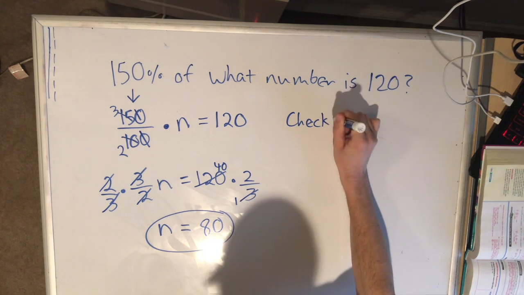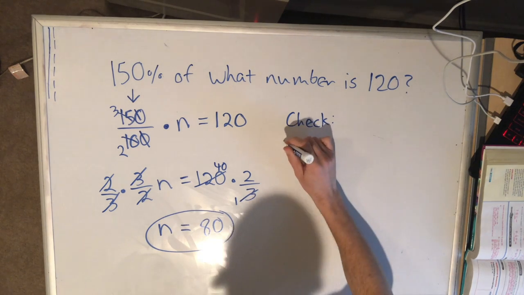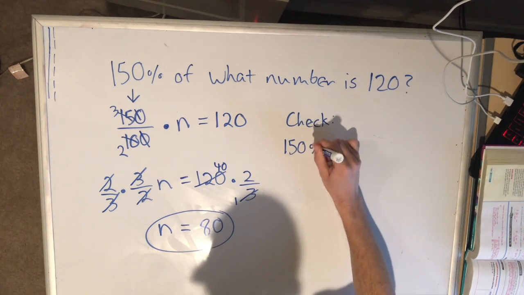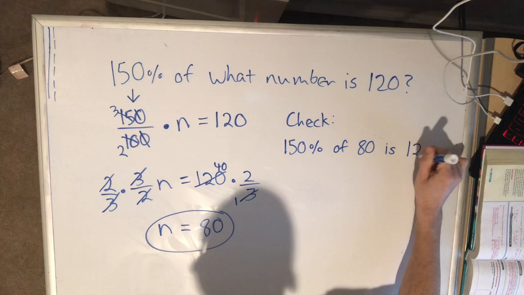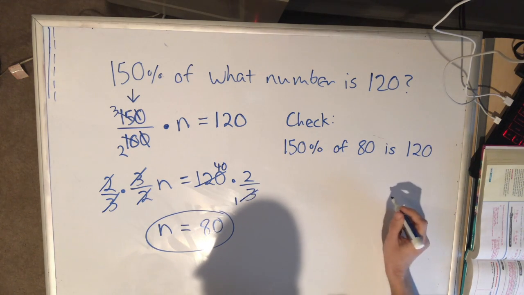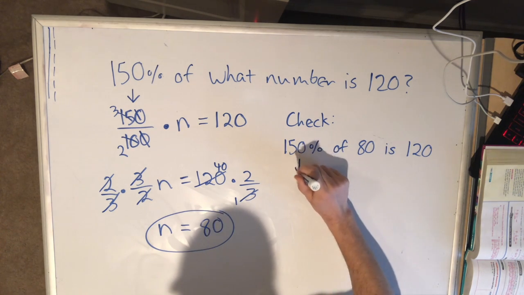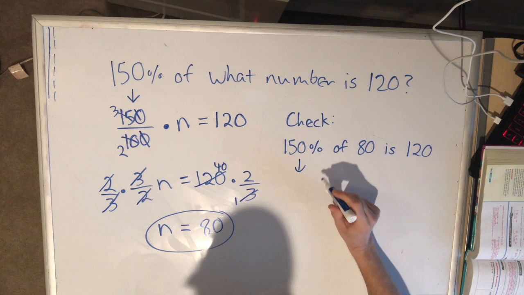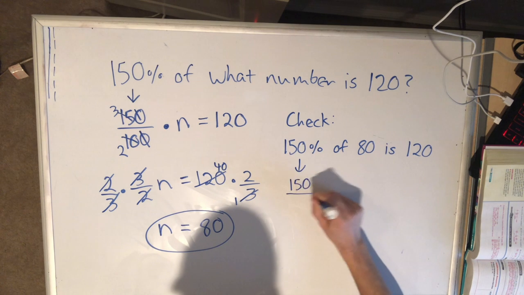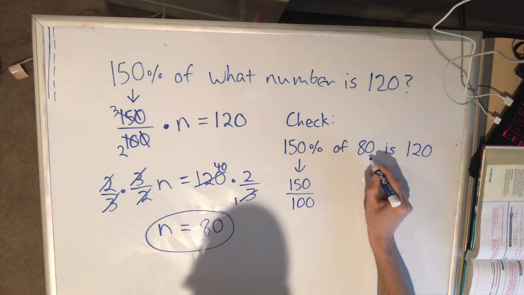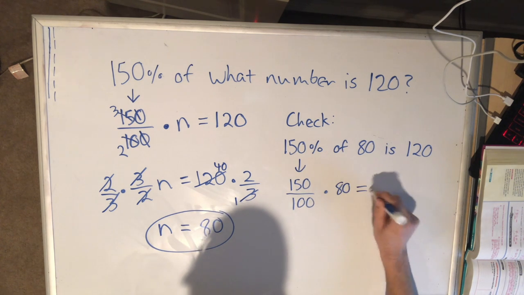Let's see if 150% of 80 really is 120. Anytime you're dealing with numbers that end in 1 or more zeros, it's usually better to convert the percent into a fraction. It's a little bit easier. So 150% is 150 over 100. Of before a number is a multiplication, so of 80 is times 80, is 120, means equals 120.